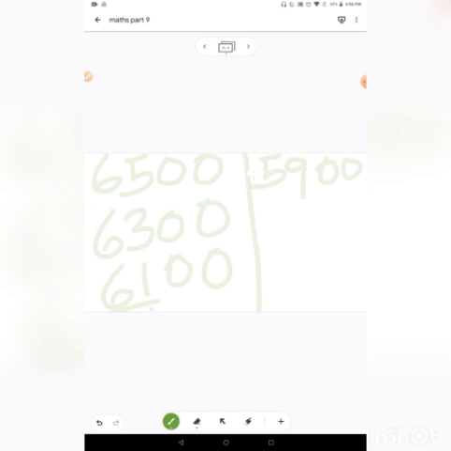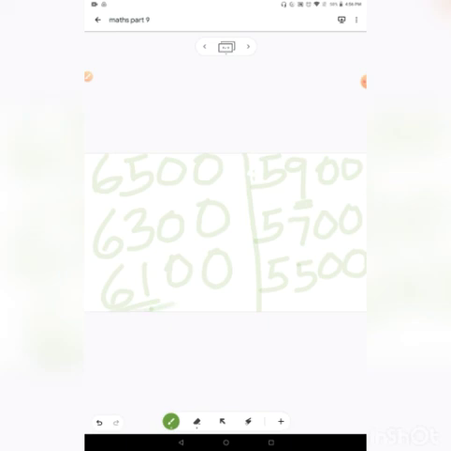Then the rest remains the same. You can write 5 as such, and then in the hundreds place again you subtract 2. 9 minus 2, you can do that. So it is 700. And then this 5 you can write as it is, and 7 minus 2 is 5. So 5500, like this.